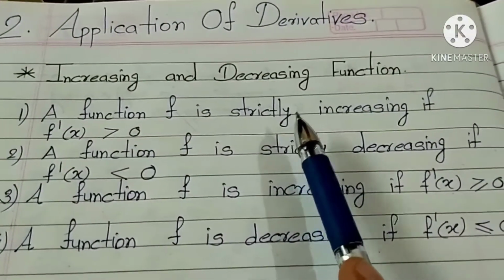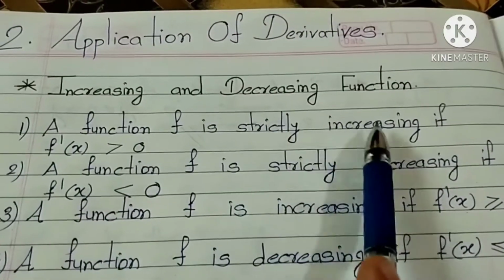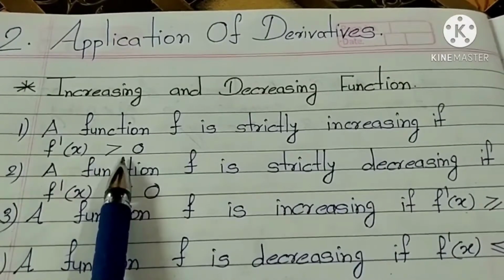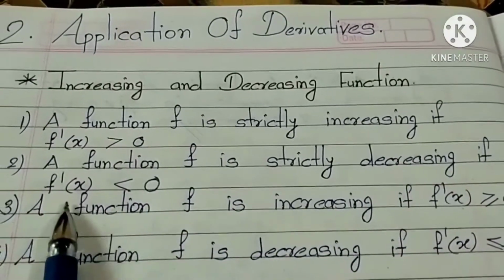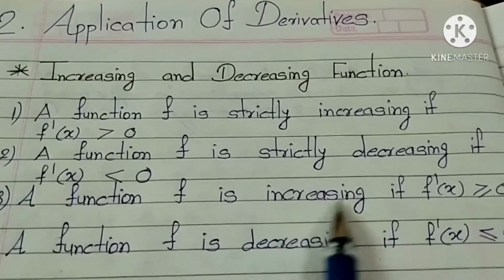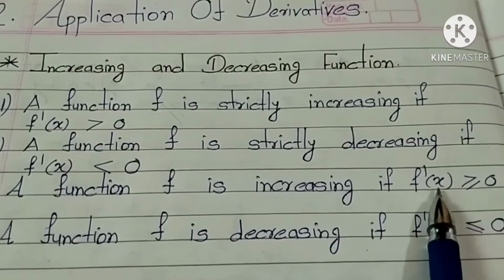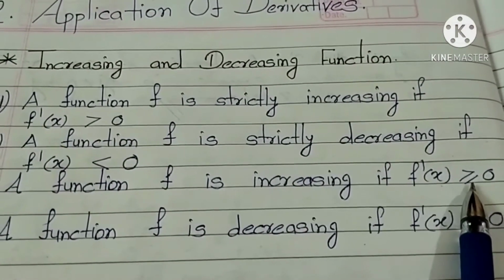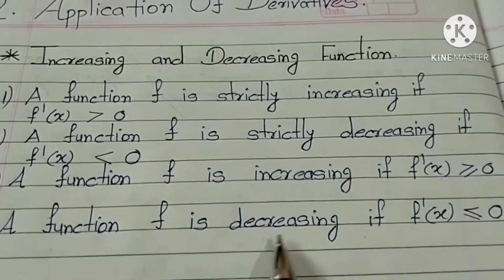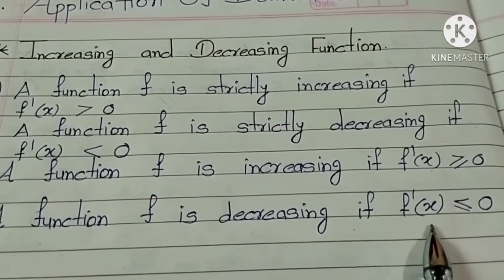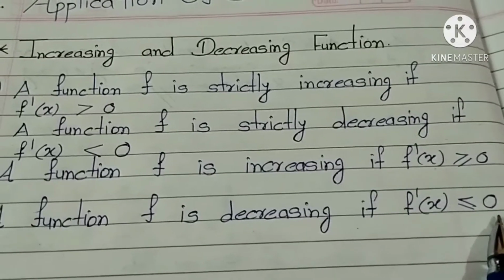So there are 4 points. First, strictly increasing, then f dash of x is greater than 0. Strictly decreasing, then f dash of x is less than 0. And it is increasing if f dash of x is greater than or equal to 0. And the function is decreasing if f dash of x is less than or equal to 0.